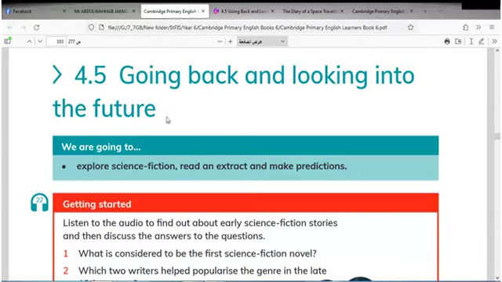Today we are going to deal with English as First Language, Cambridge book 4.5, Going Back and Looking into the Future. We are in the science fiction genre. This is Unit 4, Lesson 5.